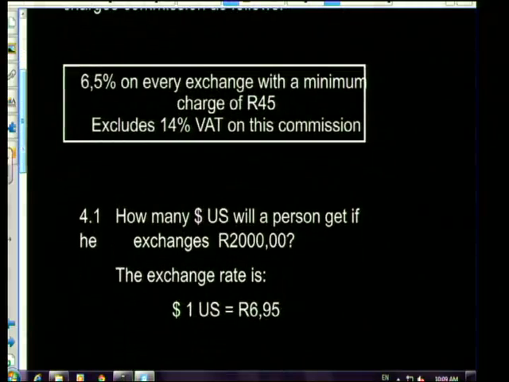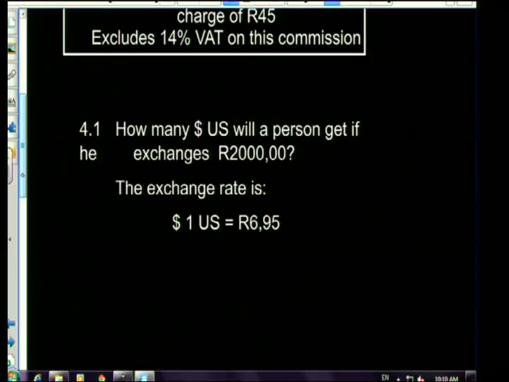Obviously, this question is a very old question because the current rate is around 12 Rand, 11 Rand 80, somewhere around there. How nice it would be if the dollar was only worth 6 Rand 95. Nevertheless, let's work this out. So we've got 2,000 Rand and we want to go and exchange it.